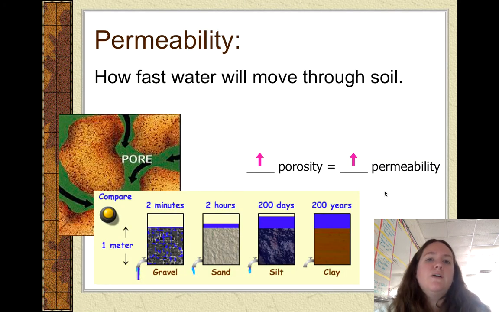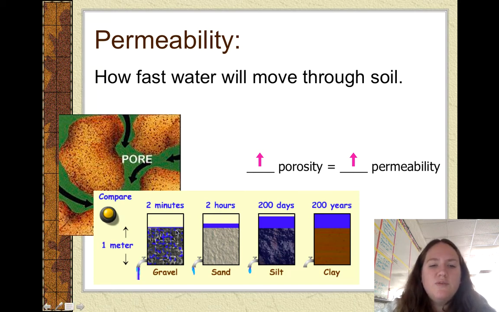So permeability is how fast water can travel through the soil. So generally speaking, as you increase the porosity, you're going to increase the permeability. So as you increase the pore spaces, you're going to increase the rate at which the water can flow through those pore spaces.